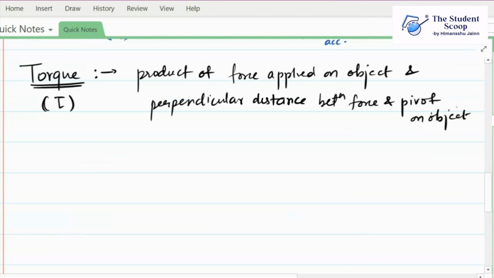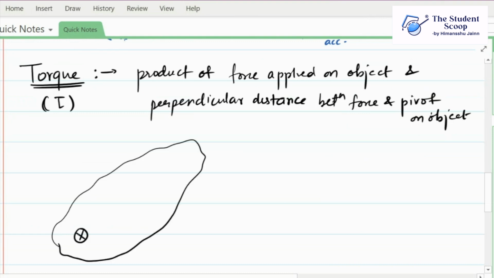Pivot is nothing but a fixed point. Let's say I am holding a pen; the place where I'm holding is a pivot about which this object is free to move. So how do we calculate torque? Imagine this is an object, and this is a pivot. A pivot is the point about which the object is allowed to rotate.